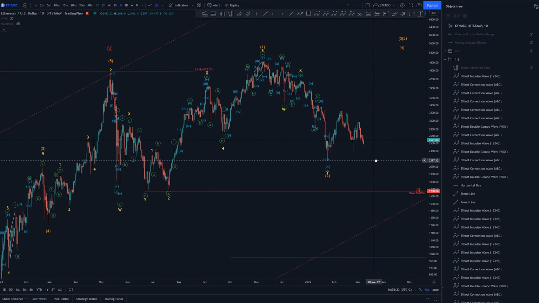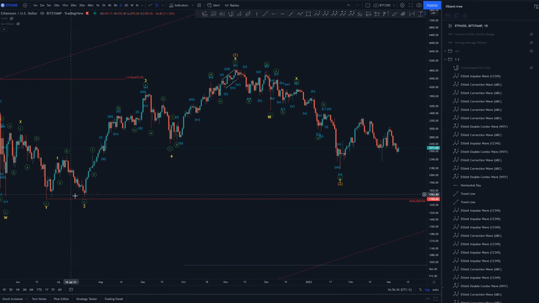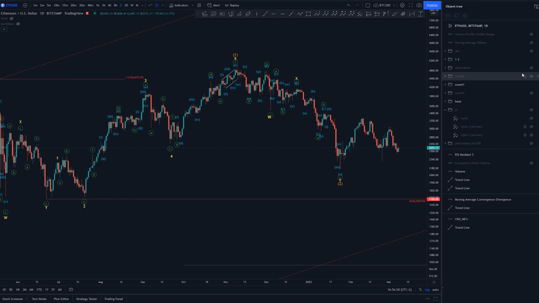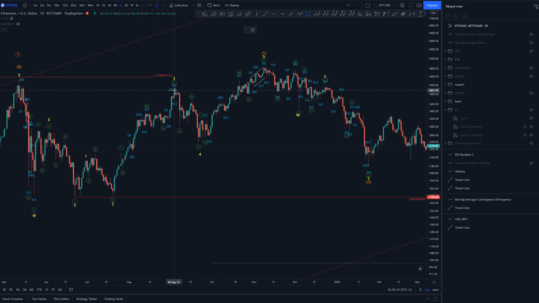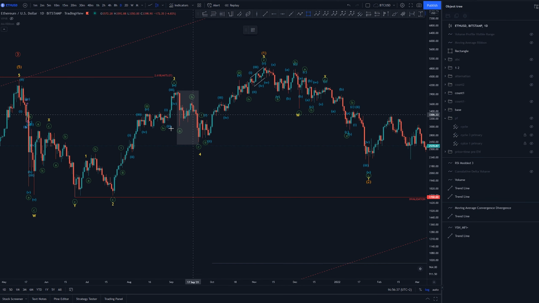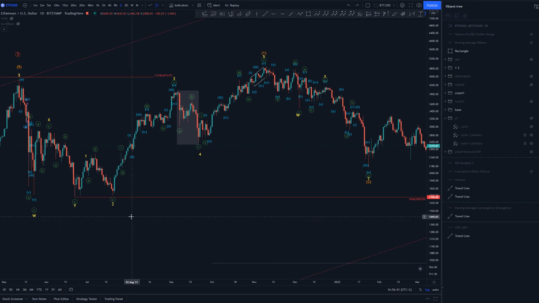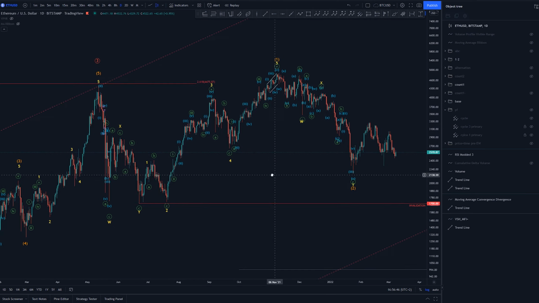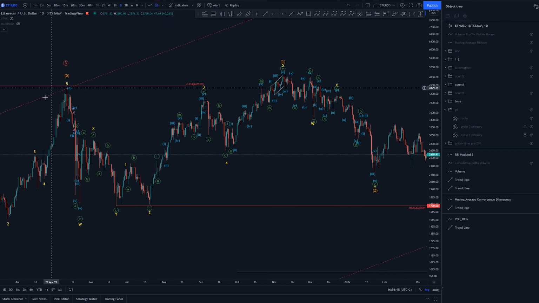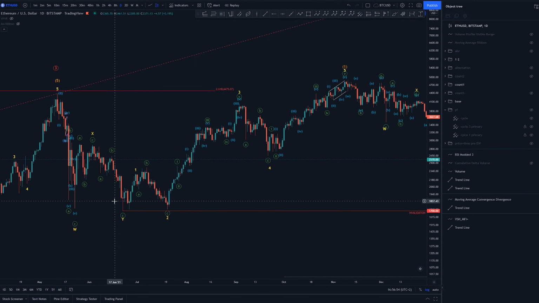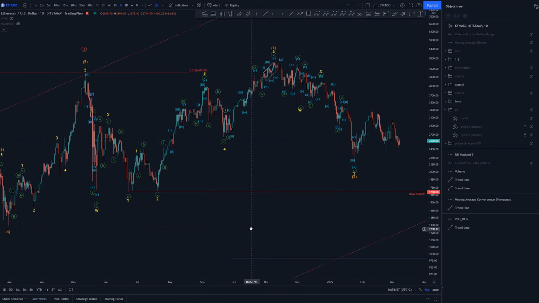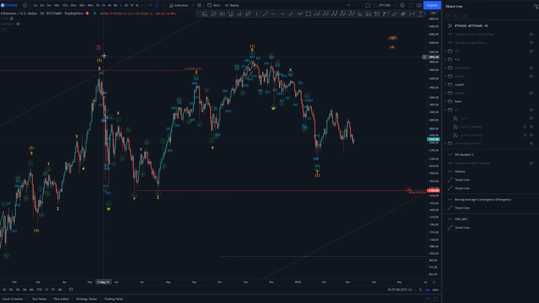We got alternation between the... Did I have it set up here? Nope. But we have alternation between these corrections right here and right here. Here we got a zigzag, and here we got an expanded flat. This area is still a bit uncertain, but I've labeled it as WXY, and in this case the 4 would be here.